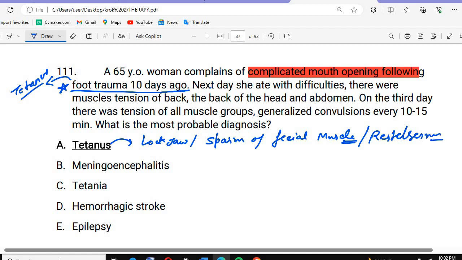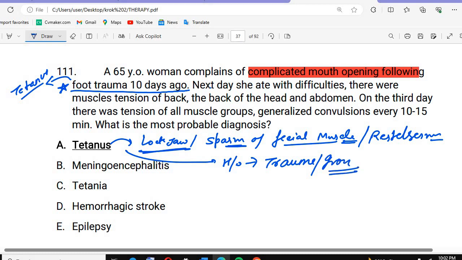Okay, but what are the main features? The lockjaw or spasm of the facial muscles will be there, and the patient will have difficulty opening the mouth. In the history, you will get a history of any trauma or iron. She is not able to open the mouth.